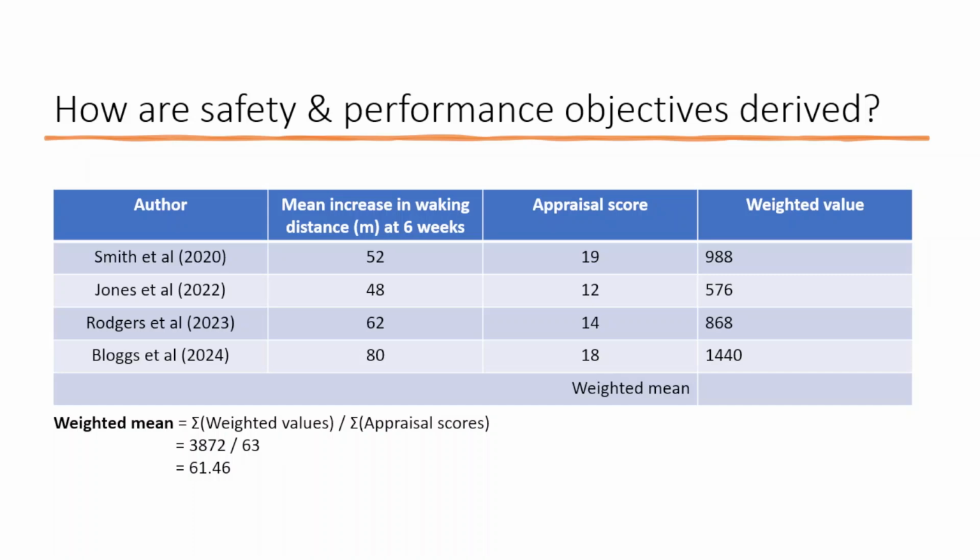And in this case, that means 3,872 divided by 63, which gives a weighted mean of 61.46. And it's always worth sanity checking these, but if you look at the plain mean values from each study and then just eyeball the appraisal scores, you'd expect it reasonably to land around about the 60 mark, and that's where it falls, 61.46. So that's a simplified example of how to calculate a weighted mean for the quantitative component of a safety and performance objective.